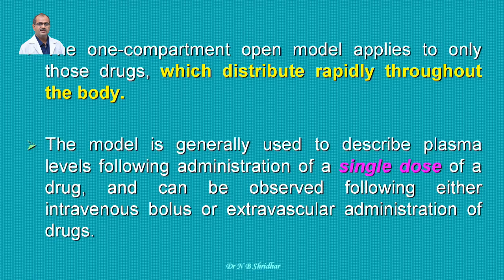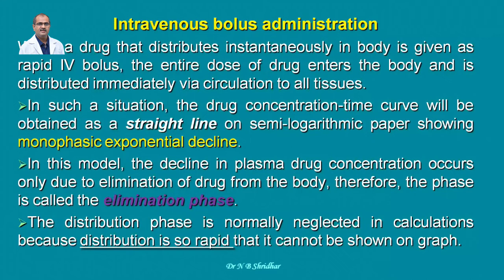Whereas the extravascular route consists of the oral, subcutaneous, intramuscular, and any other route. So the route may be any of these, but the dose is single in the one compartment open model. This is called intravenous bolus administration. When a drug that distributes instantaneously in the body is given as a rapid IV bolus, the entire dose enters the body and is distributed immediately via circulation to all the tissues.